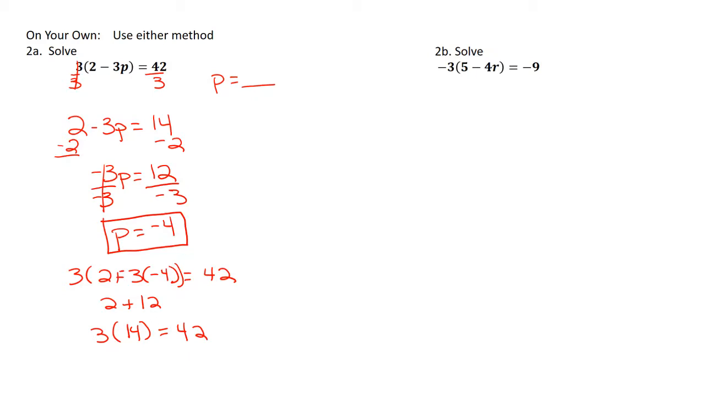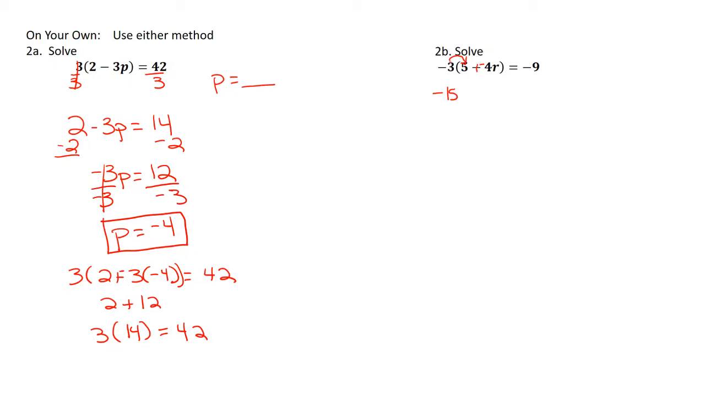So if you distributed first or did it a little bit differently, it's fine as long as you came up with p equals negative 4. All right, so this time I'm going to go ahead and distribute my negative 3 first. So negative 3 times 5 is negative 15.